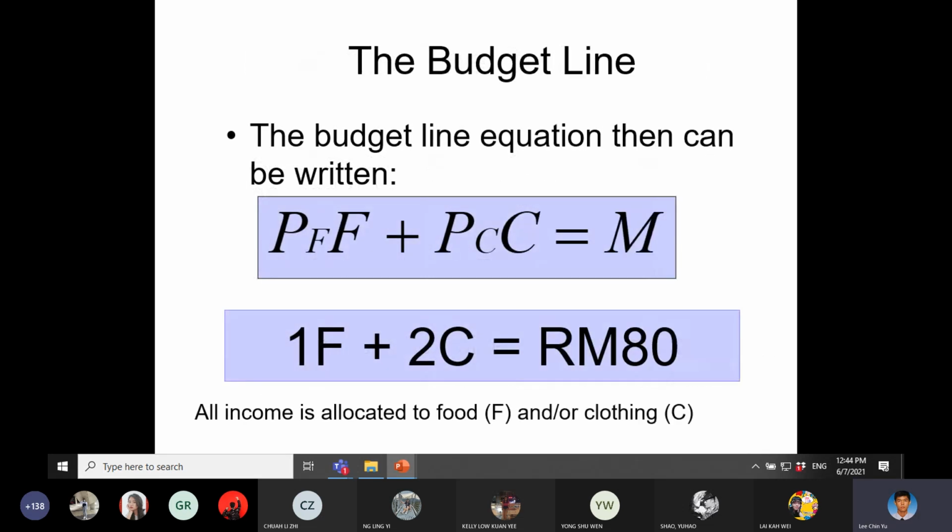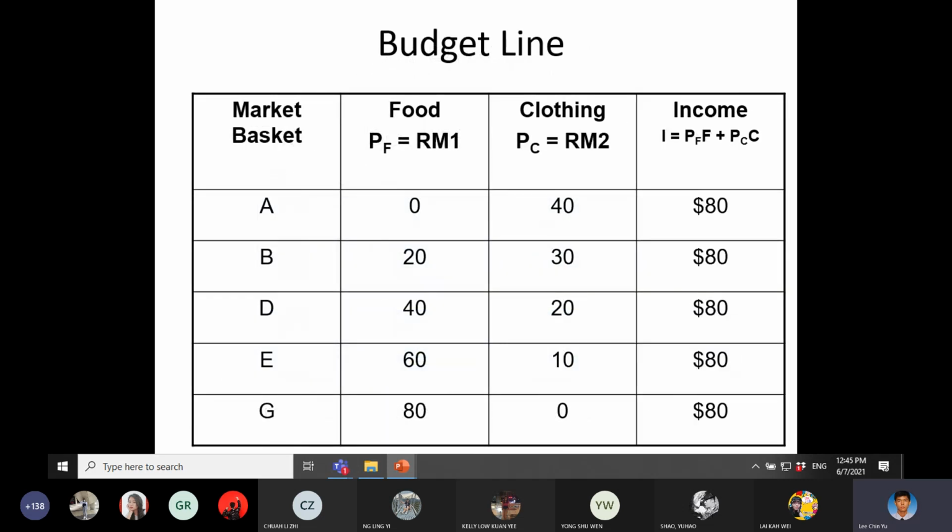First of all, we form the budget line equation. Now, what will be the quantity of food and clothing that we can purchase based on the income of 80 ringgit per week? So we have a table. If you allocate all your income to purchase clothing, you can see that it's 40. If you allocate all your income to purchase food only, you have 80. Since your income is fixed, over here it is 80.